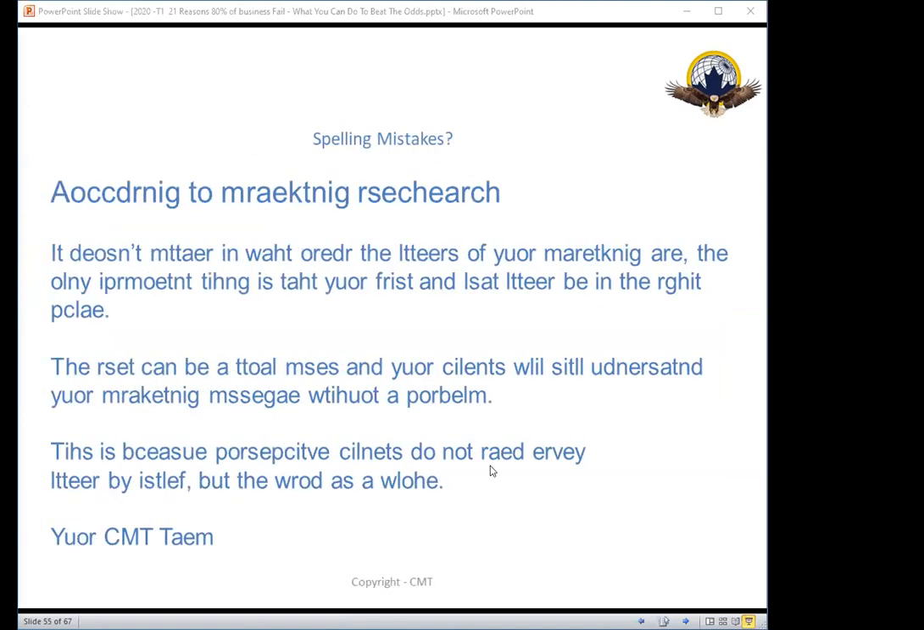According to market research, it doesn't matter in what order the letters of your marketing are. The only important thing is that your first and last letter be in the right place. The rest can be a total mess, and your clients will still understand your marketing message without a problem. This is because prospective clients don't read every letter by itself, but the word as a whole, your CMT team.